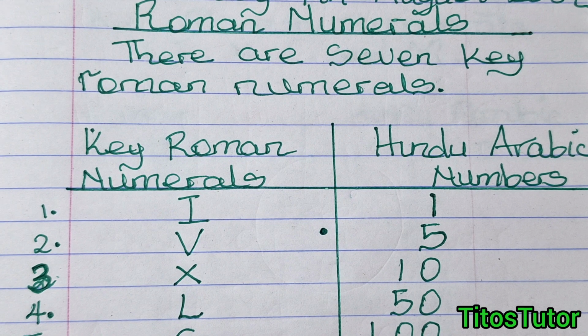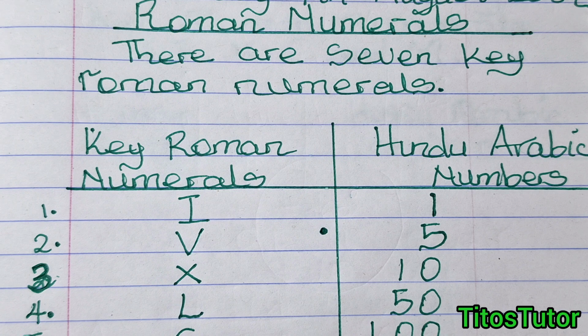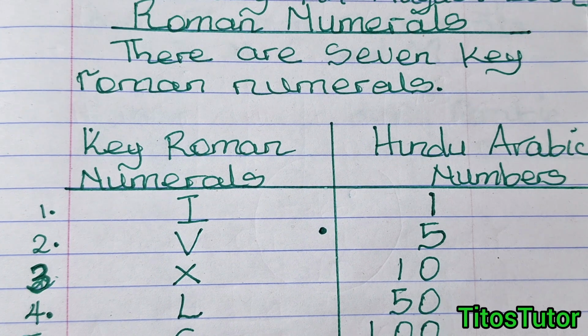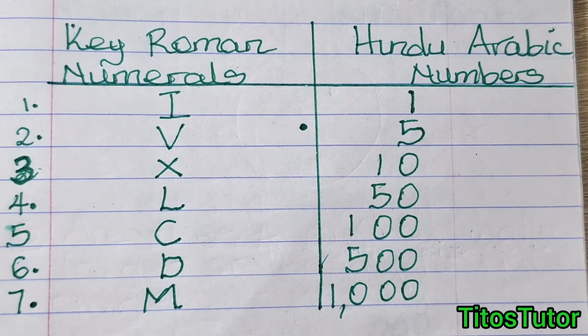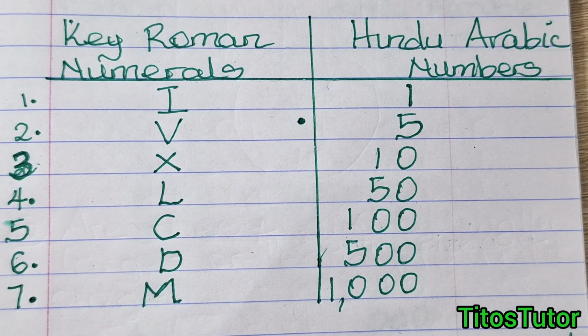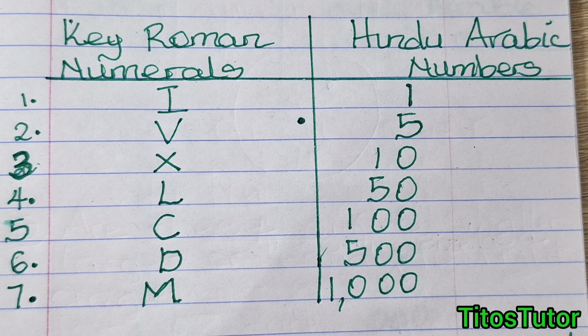The first thing we should know about Roman numerals is that there are only 7 key Roman numerals. All other numbers in Roman numerals are derived from these 7 keys. So let's look at the 7 keys in Roman numerals. We see Roman numerals on my left and Hindu-Arabic numbers on my right. Hindu-Arabic numbers are the numbers that we know: 1, 2, 3, 4, 5, 6, 7, 8, 9, 10, 11, 12, and so on.